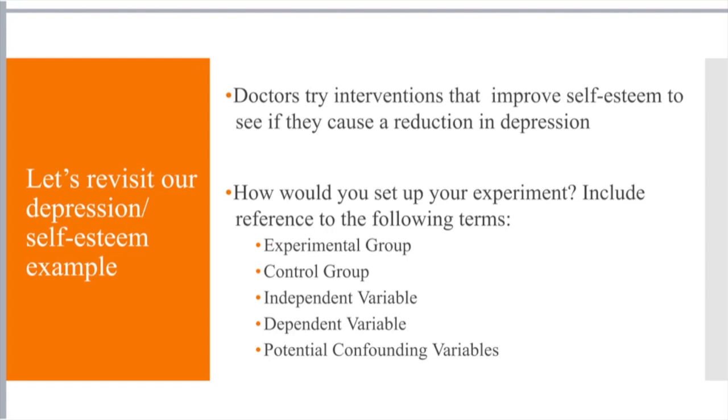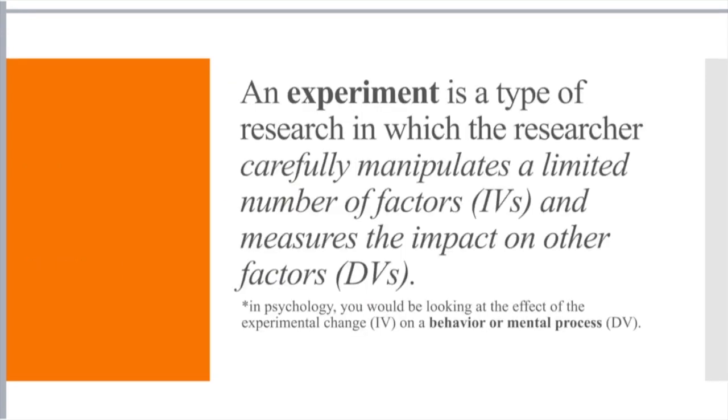So these are some examples of those particular elements of an experiment that you are going to have to know, and just recognize that you are going to practice that more in the formative you're doing this afternoon. An experiment is a type of research in which the researcher carefully manipulates a limited number of factors and measures the impact. In psychology, you will be looking at the effect of an experimental change on a behavior or mental process. This is just the psychology definition of what is an experiment.